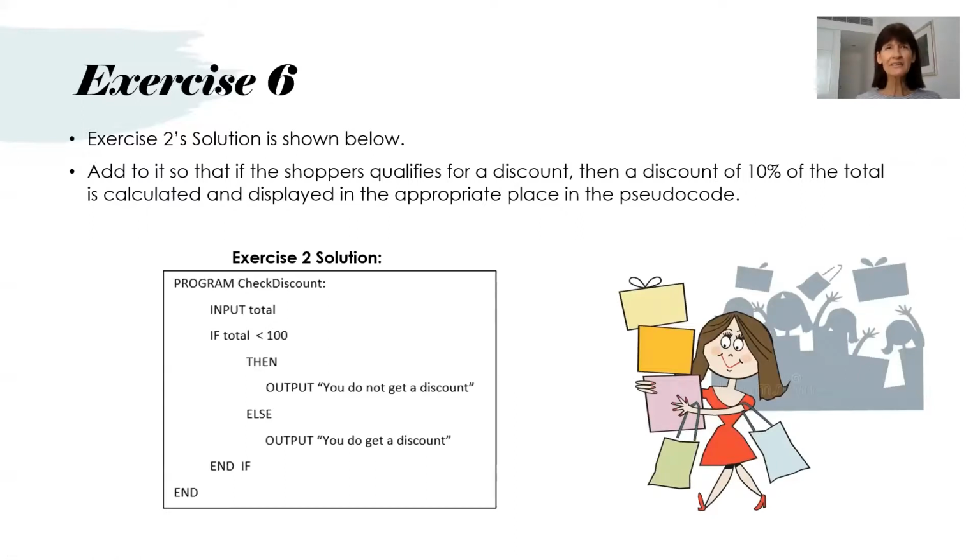Last exercise. Well, we've shown you exercise 2 solution because you're going to extend this. So add to the exercise 2 so that if the shopper qualifies for a discount, then a discount of 10% of the total is calculated and then displayed in the appropriate place in the pseudocode. I'm going to pause the video now, and I'm going to show you the solution.